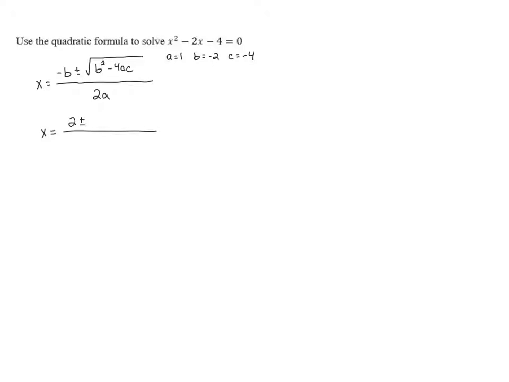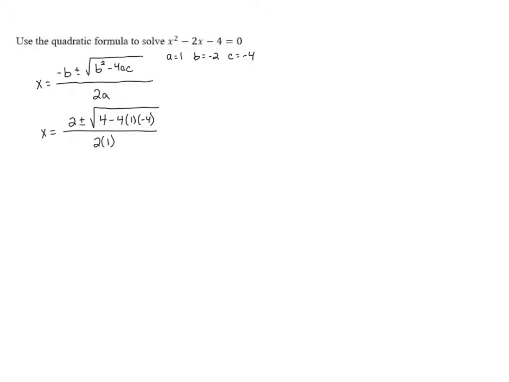Then we have plus or minus the square root of, first of all, we have b squared. Negative 2 squared is positive 4. So we're going to start off with 4, and then minus 4 times a, which in this case is 1, times c, which in this case is negative 4, all over 2 times a, which in this case is 1.